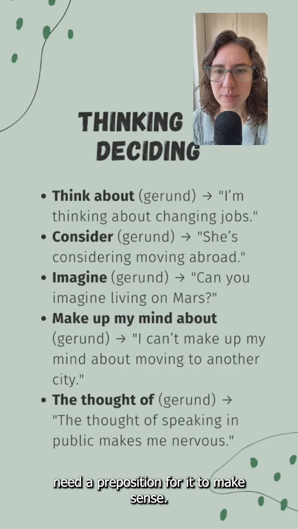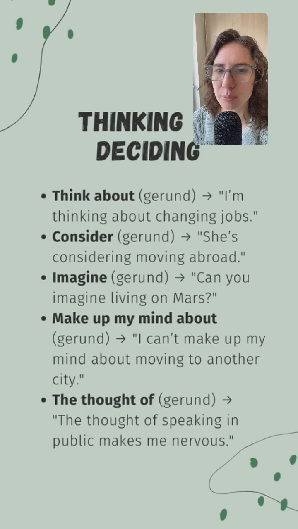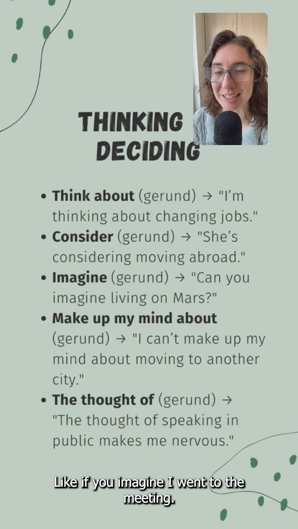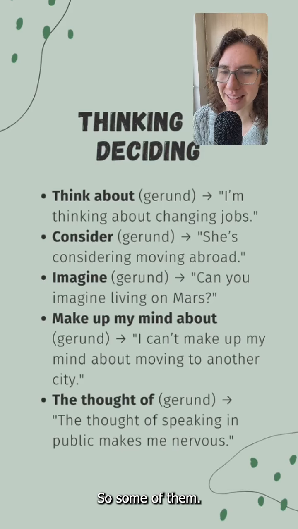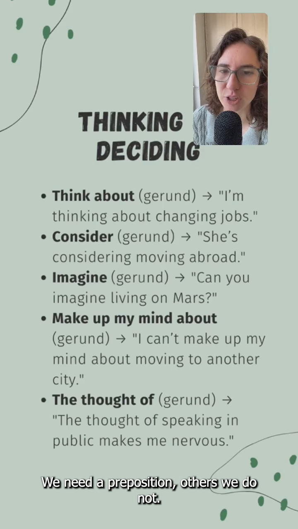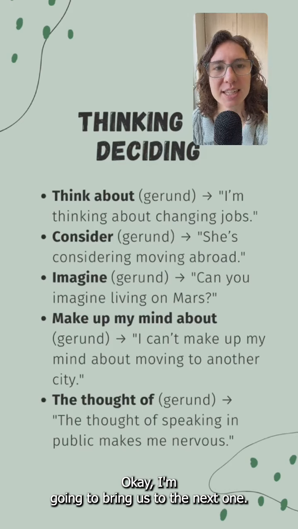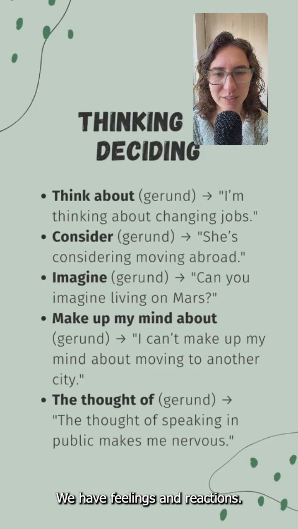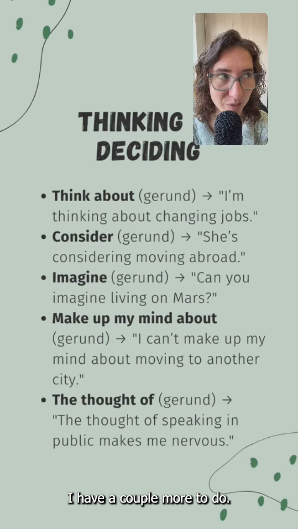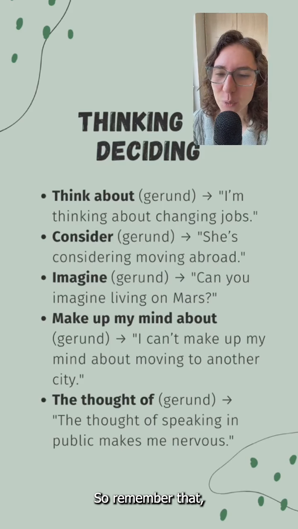So, for example, I'm thinking about changing jobs. Consider. She's considering moving abroad. So you could say she considered moving abroad or she's considering moving abroad. It's important that the word after consider is with the ing. It doesn't matter how you conjugate consider. Imagine. Can you imagine living on Mars? We also use the word to picture as a verb. Can you picture living on Mars? That's another way to use this word picture in English.